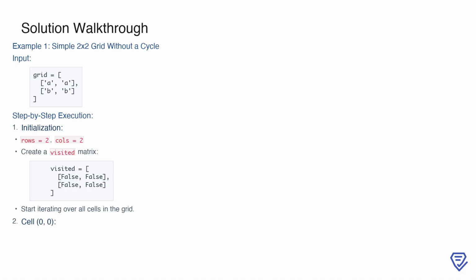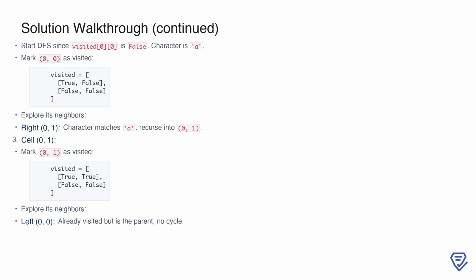Initially, all cells are marked as false since we haven't visited any of them yet. We then begin iterating over all the cells in the grid, starting with cell 0, 0. At cell 0, 0, we observe that it hasn't been visited, so we start a depth-first search, DFS, from here. The character in this cell is A, so we mark it as visited in the visited matrix. Now, we proceed to explore its neighbors. Looking to the right, at cell 0, 1, we see that the character matches A, so we recurse into this cell to continue the DFS.